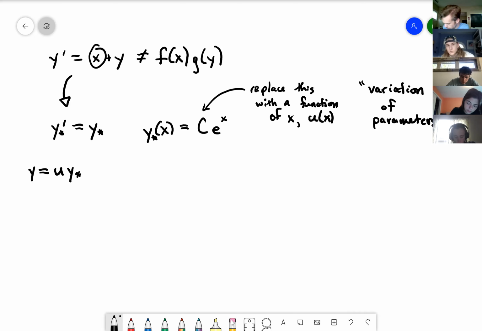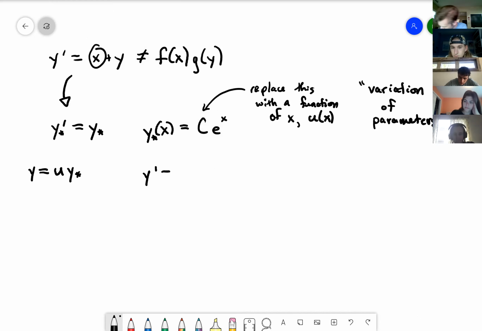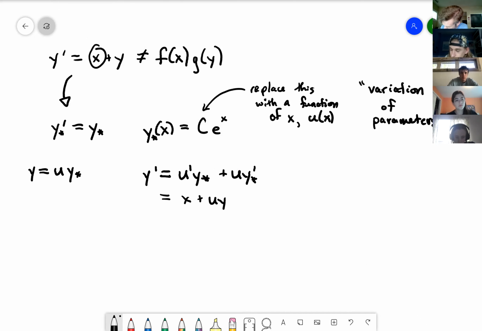And if we plug this into the original equation, what do we get? Both of these are functions of x, and so we need to use the product rule. Okay, there we go. Hate using a tablet. So this is u prime y star plus u y star prime, by the product rule. And this is equal to x plus y, which is x plus u y star.